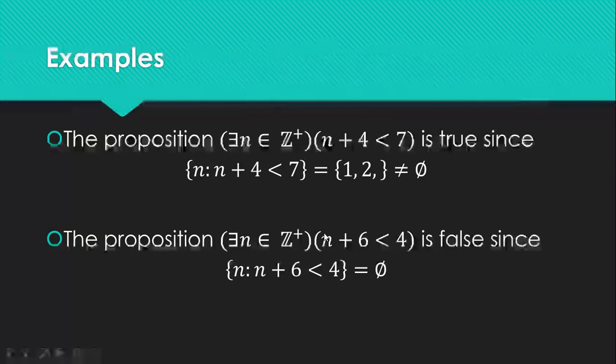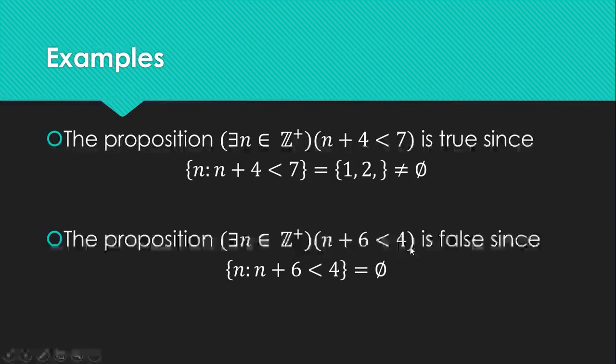And if we choose a number higher than 1, the resulting number is still greater than 4. Hence, no element of the set of positive integers can satisfy the given propositional function. Hence, we can say that this is false, because it will be the null set: there does not exist a certain element in the set of positive integers that will make this given proposition true.